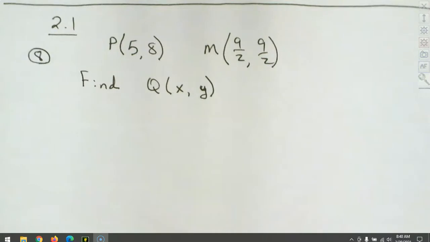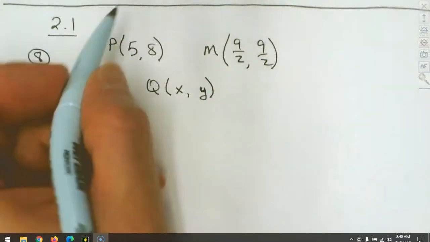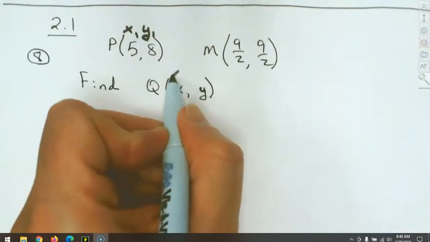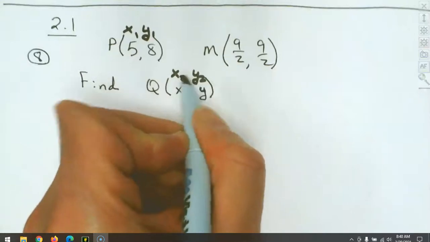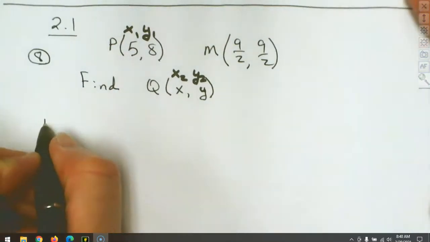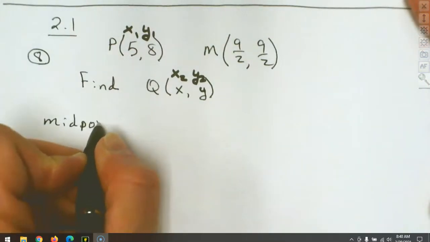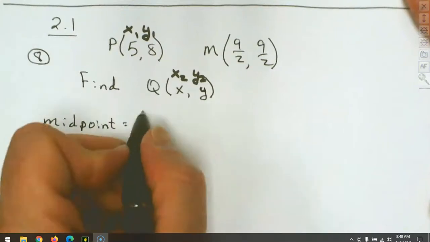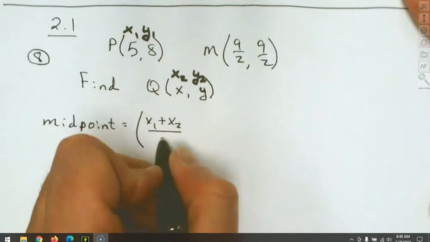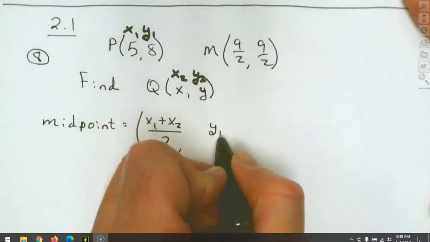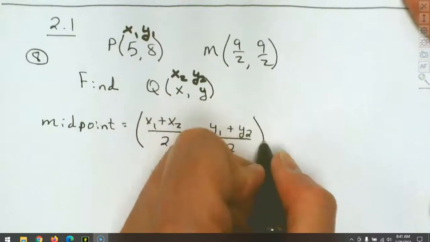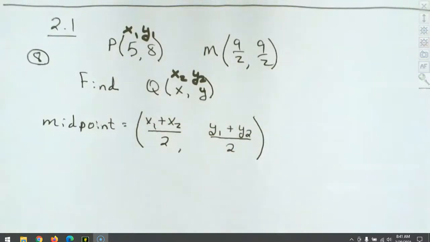So the first thing we do is we know this is our midpoint, and we're going to label P as X1 and Y1, and we're going to label Q as X2 and Y2. And let's go ahead and write up our formula. So what's our formula for the midpoint? Well, the formula for the midpoint is x1 plus x2 over 2, and y1 plus y2 over 2. Okay, so that's what we've got there.